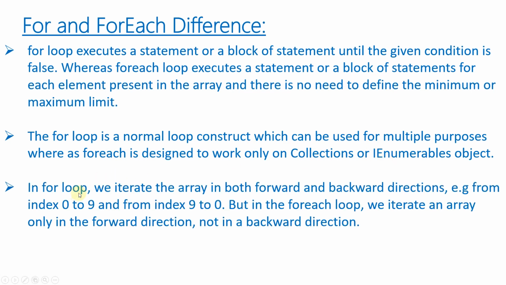And in the for loop we can iterate in both directions, either from start to end, or from end to start. So it will work in both forward and backward directions. Whereas in the foreach loop we are bound to iterate only in the forward direction. We cannot iterate in the backward direction. So these are a few differences between for and foreach.